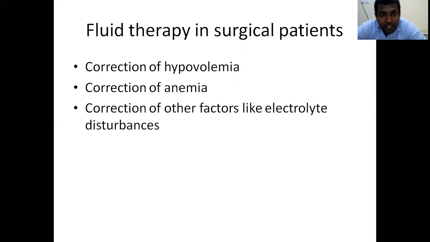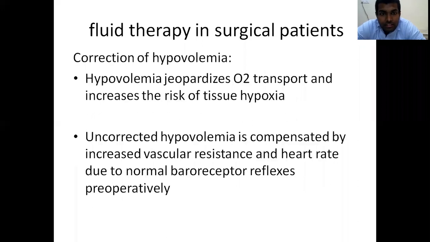Now, in surgical patients, we need to correct hypovolemia, anemia, and electrolyte disturbances. How do you correct hypovolemia? Hypovolemia jeopardizes O2 transport, causing tissue hypoxia. If it is uncorrected, there is increased vascular resistance and heart rate due to the normal baroreceptor reflex preoperatively.